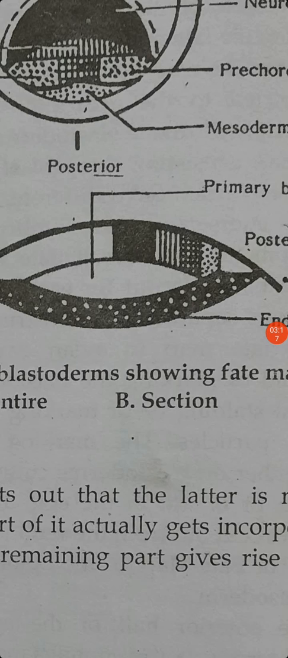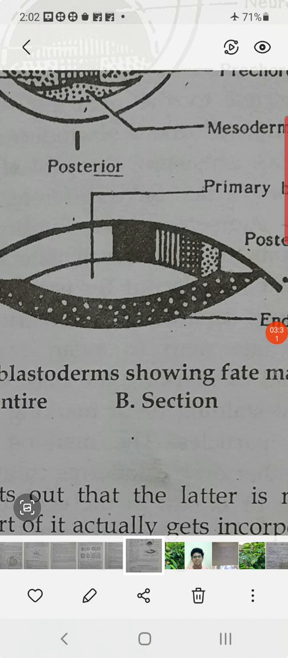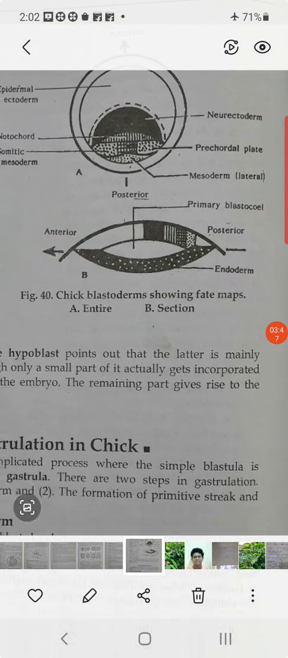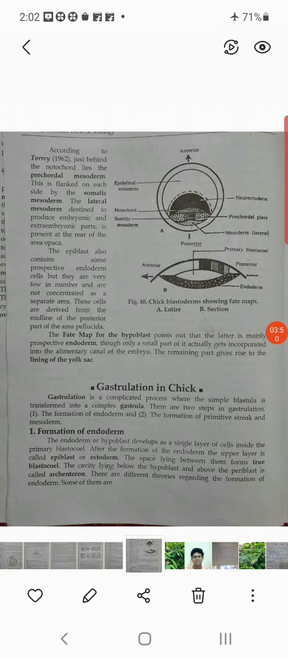The space lying between these forms the true blastocoel, and the cavity lying below the hypoblast and above the periblast is the archenteron cavity. So the blastocoel is the original cavity. That cavity gets divided by the formation of mesoderm. So you will get the blastocoel and another cavity that is called the archenteron cavity. It occurs just due to the division of the cells and the arrangement of the layers. In this way the endoderm is formed.